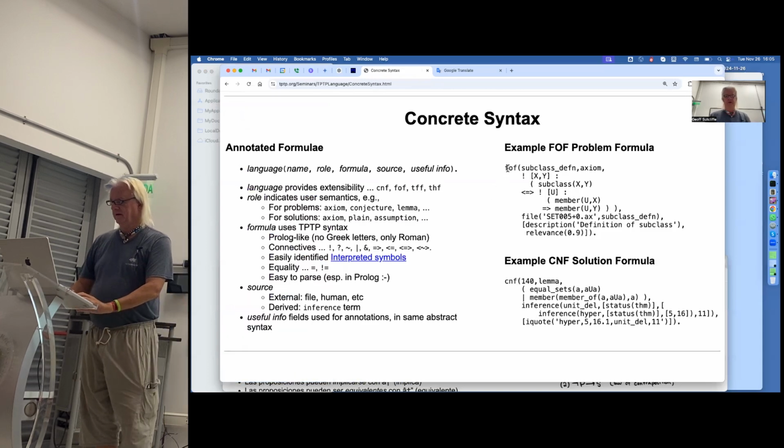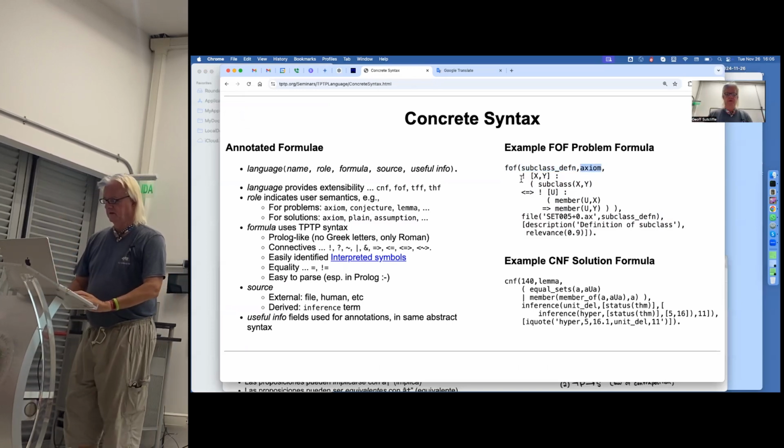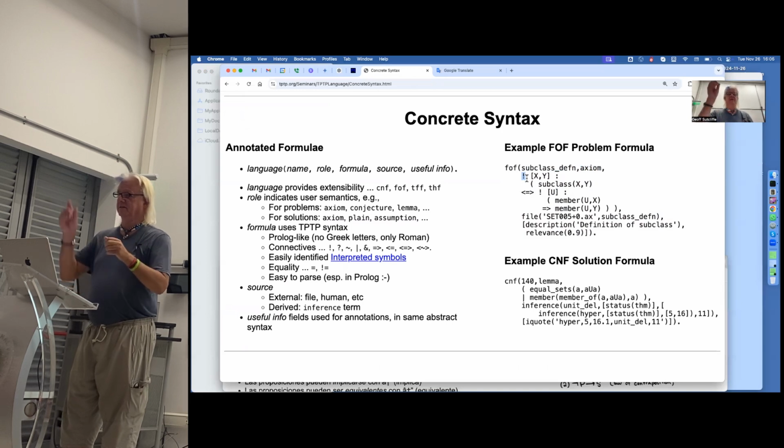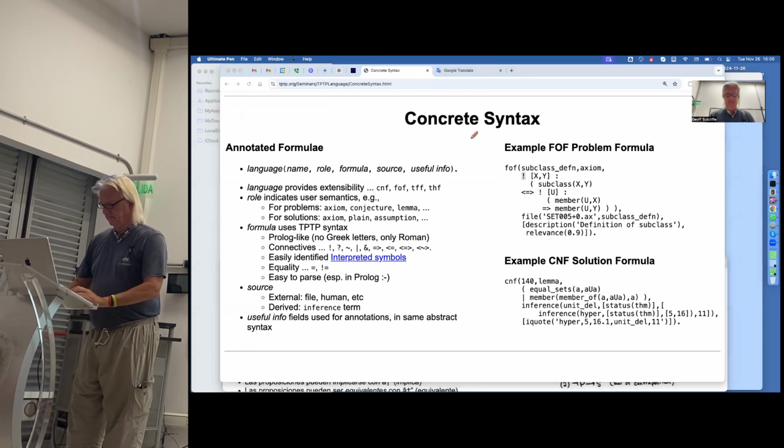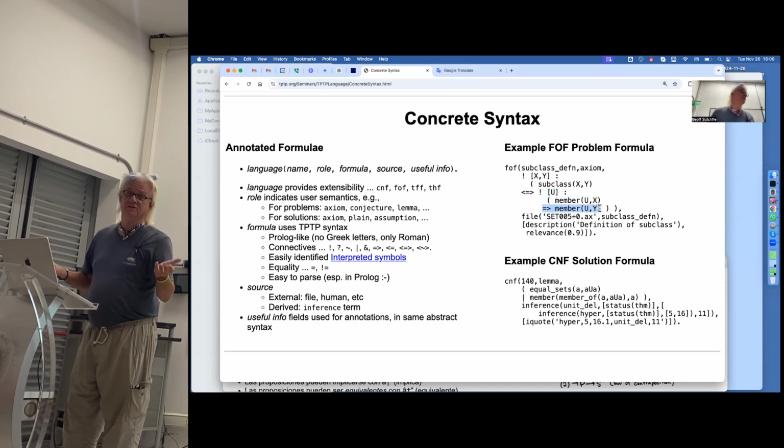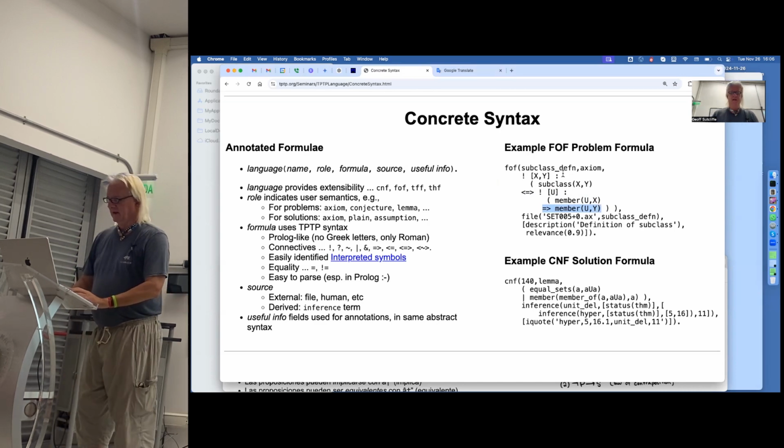Here's an example again of a formula. And we see here, it's first order, the name, it's an axiom, it describes the world, exclamation mark means for all. Everybody knows that, I guess. For all x and y, x is a subclass of y if and only if for all u, if u is a member of x, then u is a member of y. The definition of subset. Very simple idea. Let's look at the components.